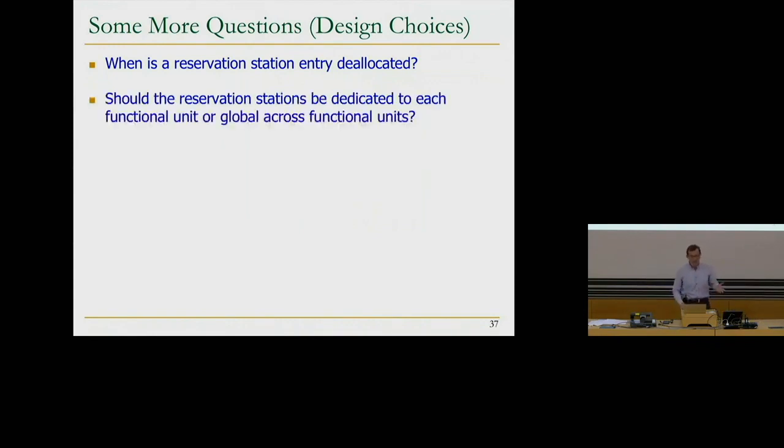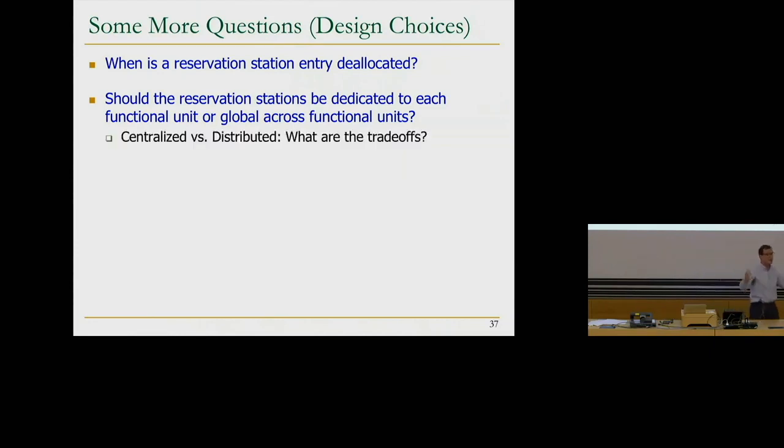Should the reservation stations be dedicated to each functional unit, like what we've shown in the picture? The adder has a different set of reservation stations compared to the multiplier. Or should they be global across functional units, as opposed to having four reservation stations for the adder or four reservation stations for the multiplier? Should you have 8 reservation stations that are shared? So what are the benefits and downsides? Basically, this is the trade-off between centralized reservation stations versus distributed reservation stations.